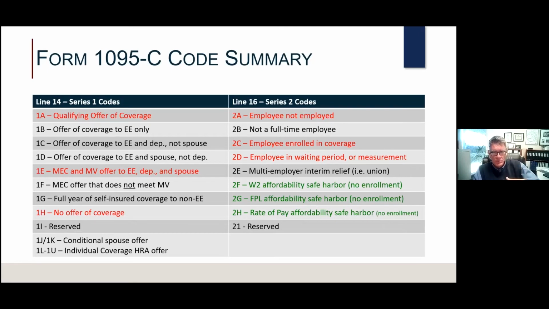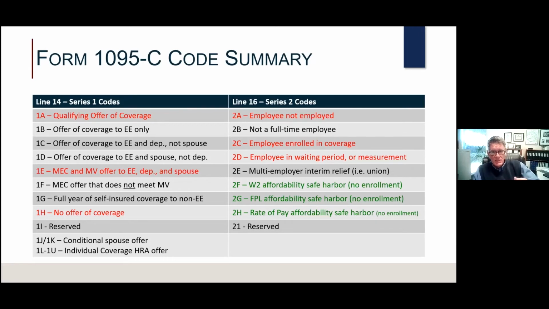For example, Code 2A, the employee was not employed. In a particular month, you could not be making an offer of coverage to someone who doesn't work for you. So you would report to the IRS, you made no offer of coverage, and the reason why is that the employee doesn't work for you. They're not employed. That makes sense. Code 2C, the employee is enrolled in coverage. I might expect this to be paired with Code 1E after an offer of coverage is made.